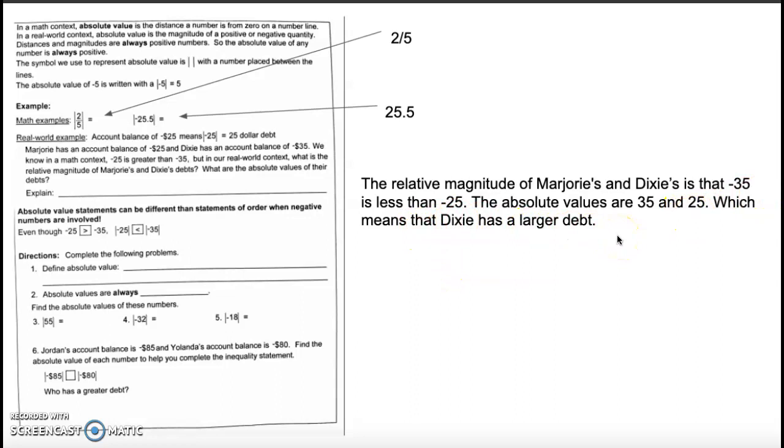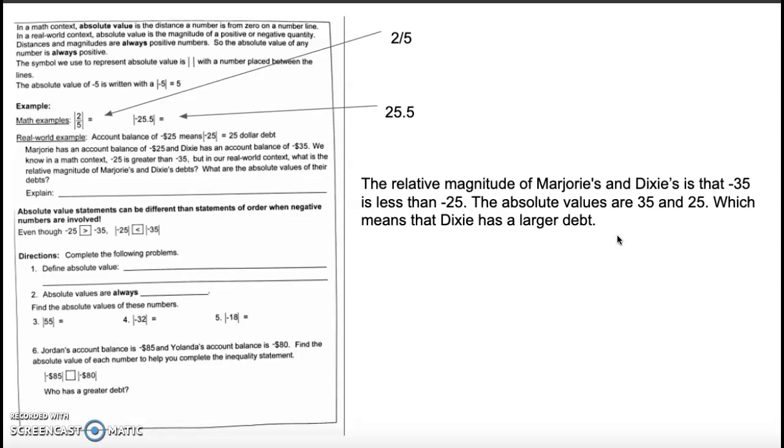So if you owed your parents $35, that means you owe them $35, right? And if your sister, brother, niece, nephew owe your parents $25, who has the bigger debt? Well, you do, because you owe more money. But if we were looking at negatives, the $25 one would be more.